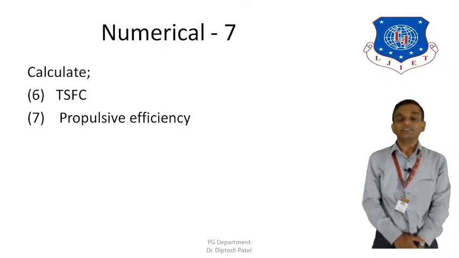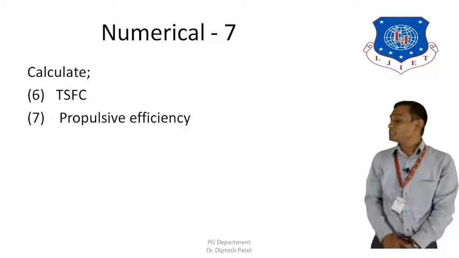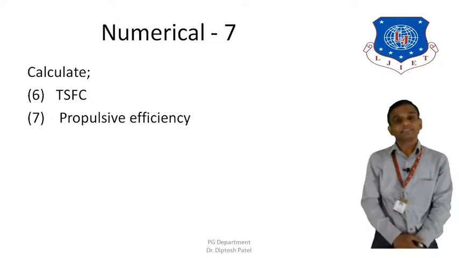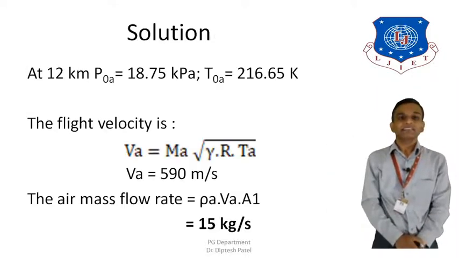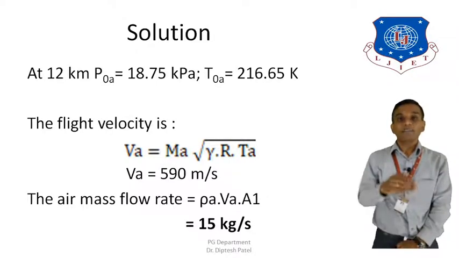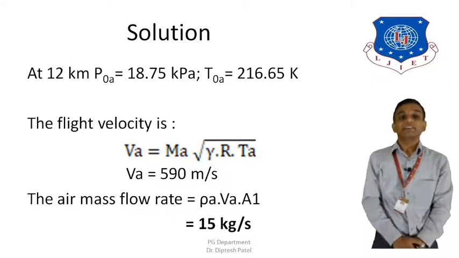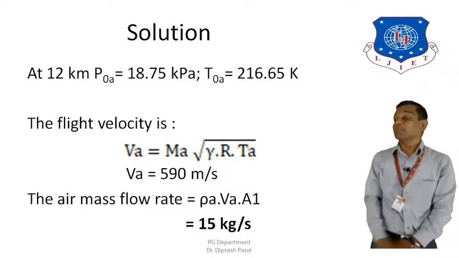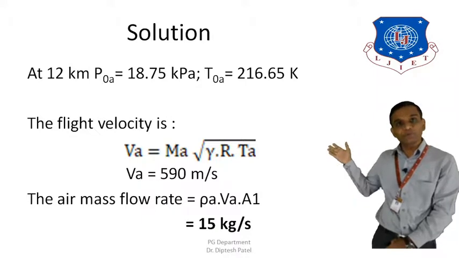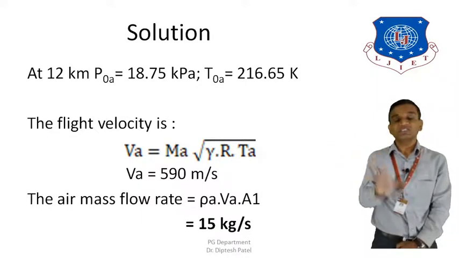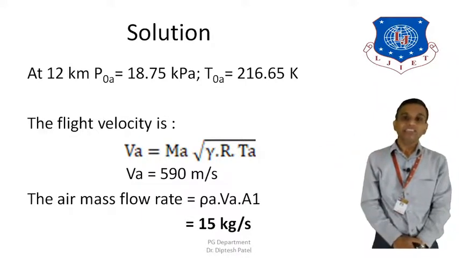According to GTU, this example was asked for 7 marks, so you will probably get 1 mark for each finding. So let's start the numerical. Since the altitude of the pulse jet is given, 12 kilometers, on the basis of that altitude we can get the inlet conditions of the air which is entering into the diffuser.